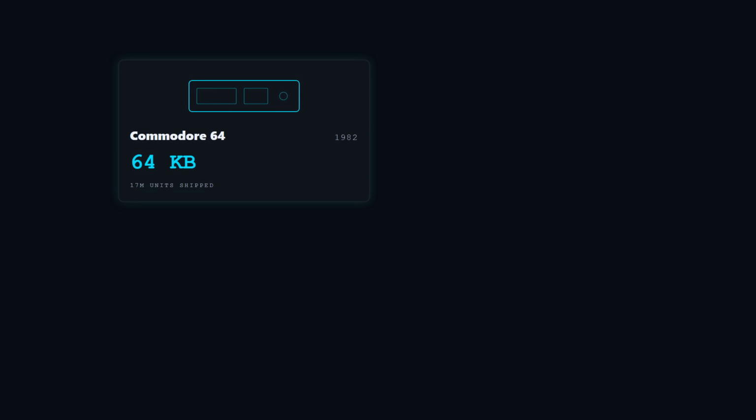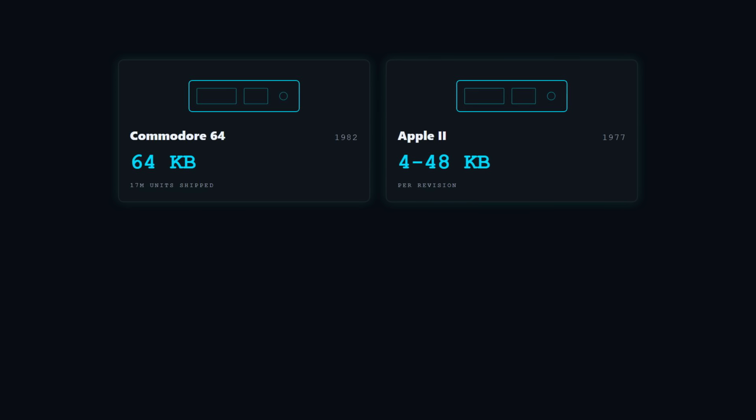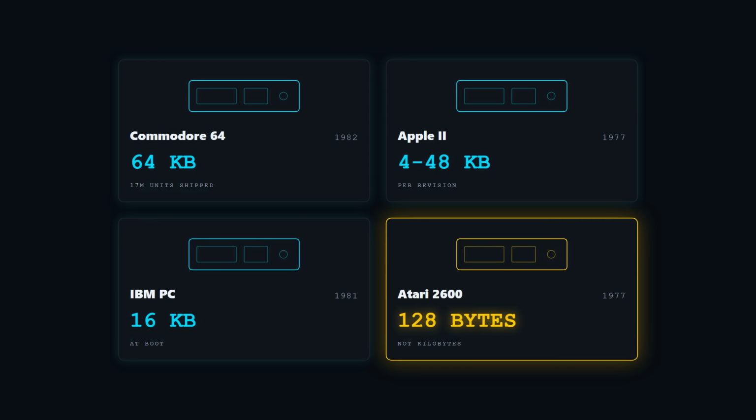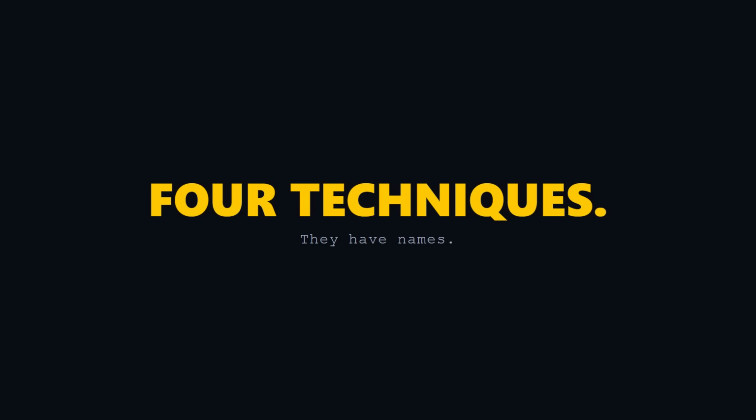Let's set the scale honestly. The Commodore 64 shipped over 17 million units, and as the name suggests, had 64 kilobytes of RAM. The Apple II had anywhere from 4 to 48 KB depending on revision. The original IBM PC booted in 16 KB. The Atari 2600, the cartridge console your parents probably owned, ran games in 128 bytes. Bytes, not kilobytes. And on these machines, engineers shipped spreadsheets, word processors, flight simulators, and full operating systems. How? Four techniques. They have names.